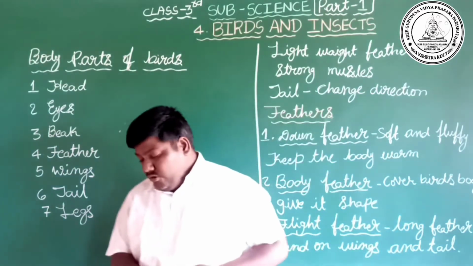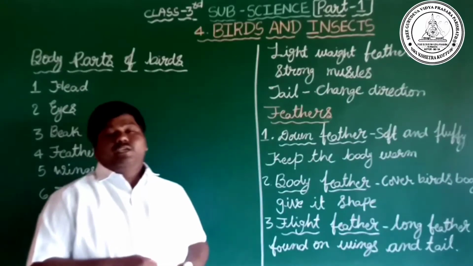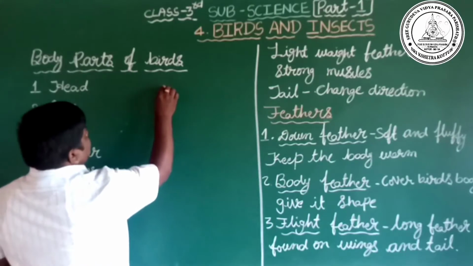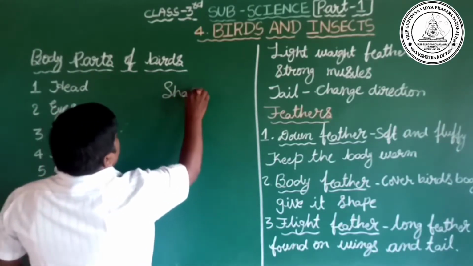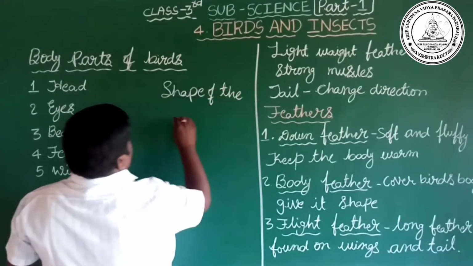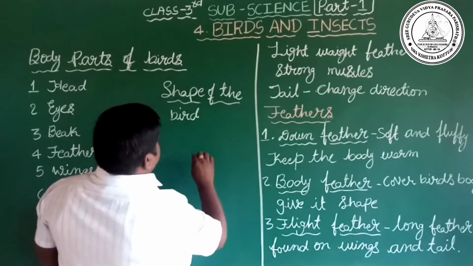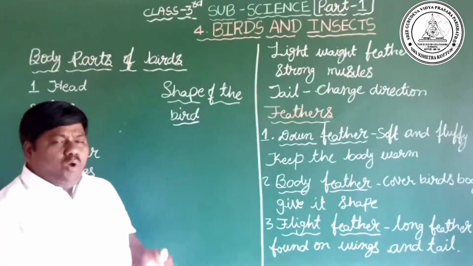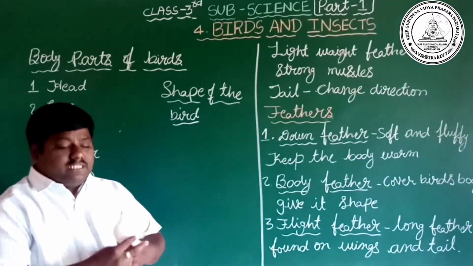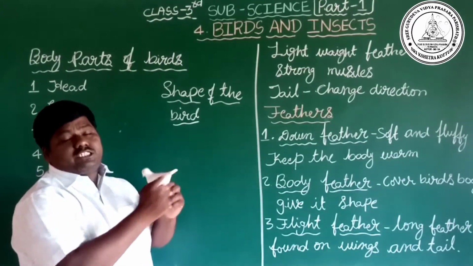Okay, my dear students, now we are going to learn about the shape of the body. What are we going to learn? Shape of the body, shape of the bird. See, what is the shape of the bird? The bird is in boat shape. All of you observe here, it looks like a boat shape.